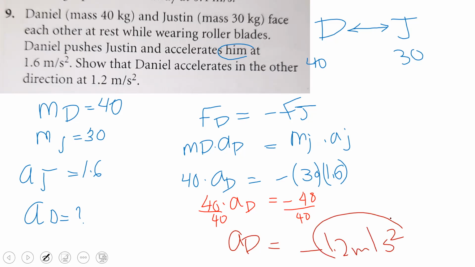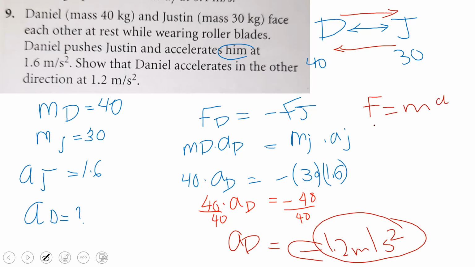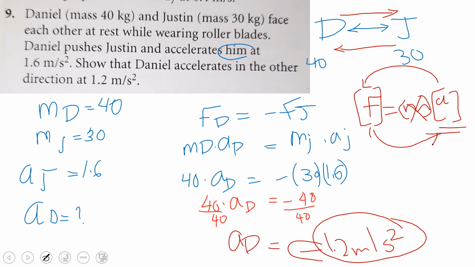They gave us the answer, but the acceleration of Daniel is 1.2 in the other direction, because Daniel applies a force to Justin, and Justin applies the same force to Daniel, but in another direction. Since force is a vector quantity and mass is a scalar, if I need to talk about the direction of the acceleration, I need to talk about the direction of the force. So mass is a scalar quantity, the acceleration and the force are vectors. The direction of the force will be the direction of the acceleration.